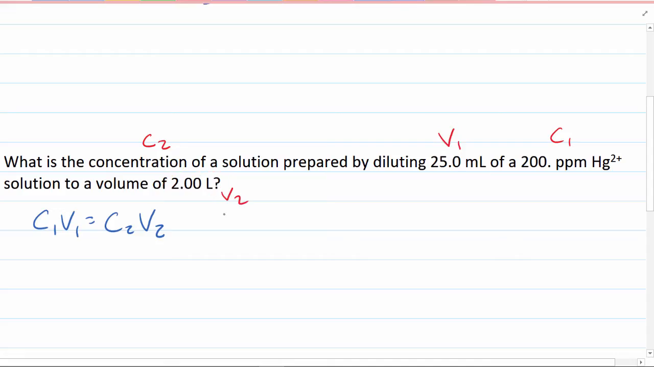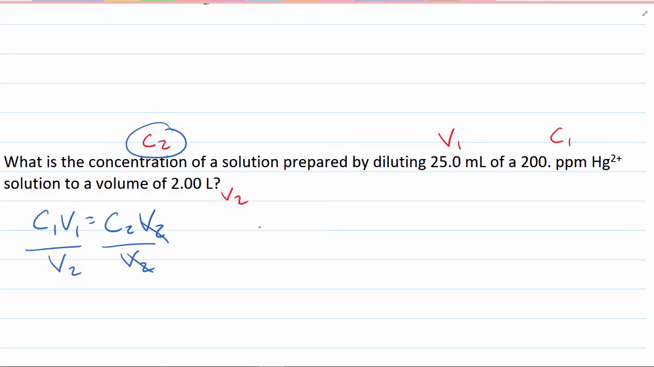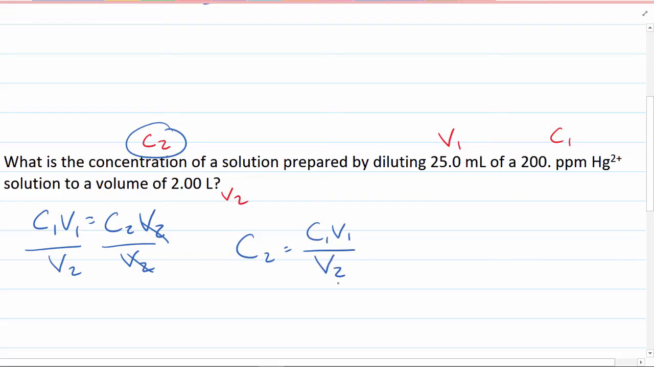So now that you have it set up, I always recommend doing the algebra first and then plugging in the numbers last. So we are solving for C2. If we solve this one for C2, we divide each side by V2. V2 cancels out, and it tells us that C2 is going to be equal to C1 times V1 all over V2. Now, of course, we take a look at this. We see that one volume is in liters, one volume is in milliliters.